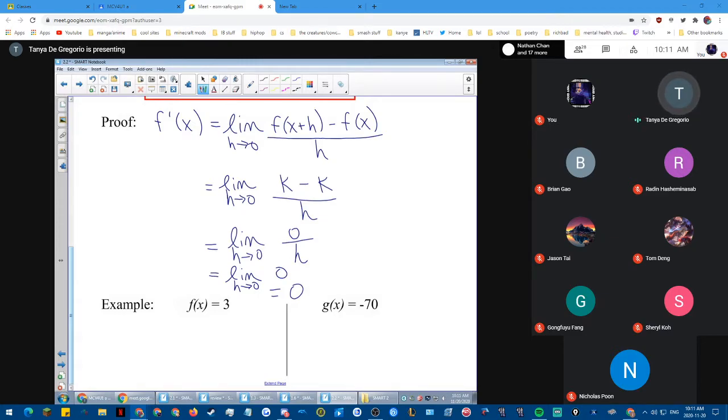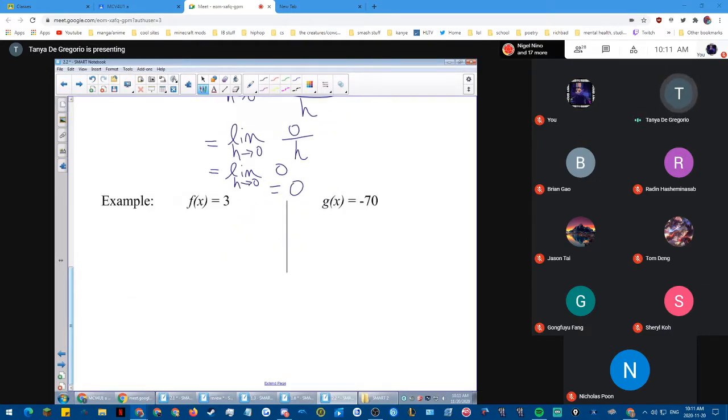Okay, so now let's look at some examples. So I want to find the derivative, the slope function, of 3. What does it equal? It just equals 0. As simple as that. You just write 0. You got it. The slope of a horizontal line is 0.